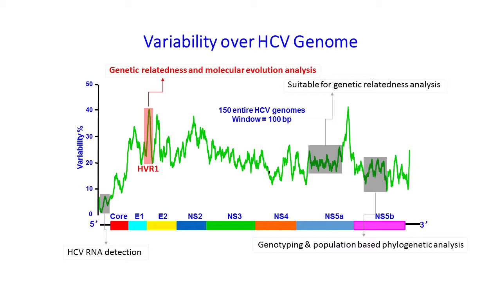Areas with 20 to 30% variability are well suited for genotyping and some population-based phylogenetic analysis. Regions that have up to 40% variability, such as HVR1, are most suitable for transmission studies. In HVR1, there is less evolutionary pressure to retain conservation, and the region provides the maximum information regarding minor variants which can be associated with probable transmission events with the highest degree of certainty.